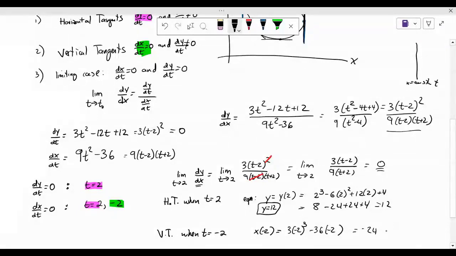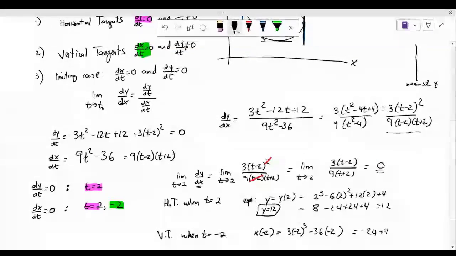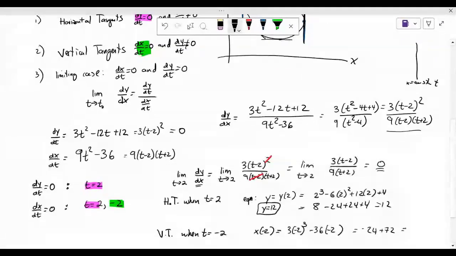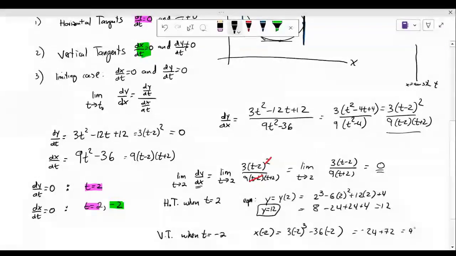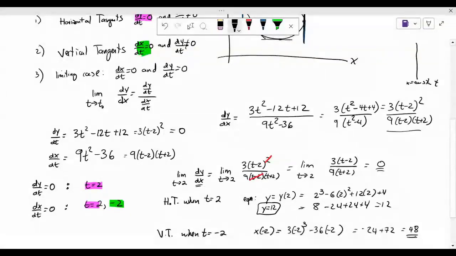24 plus 72. Does anybody know what that is? It's 70 minus 22, so 48. 48, right? Awesome.